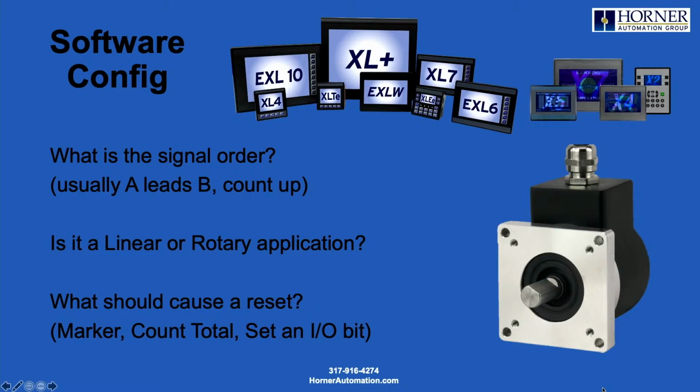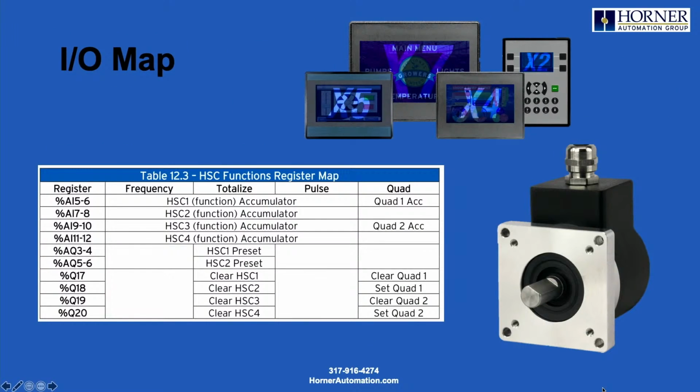Okay, so we've answered our questions here. We've gone through the first part of the configuration. Now, when it comes to operation time, we really need to be concerned with, okay, where are these encoder counts going to be showing up in our memory map inside of our controller? And as those of you who are familiar with Horner controllers know, AI, AQ, I, and Q are the different memory types for real-world I/O. And encoders come in real-world I/O, and they're controlled with real-world I/O.